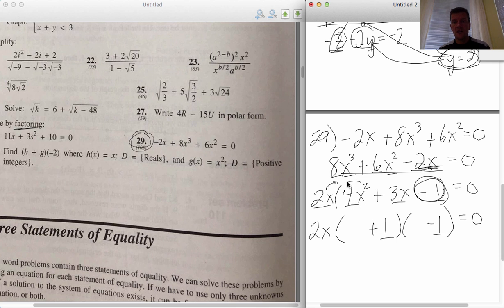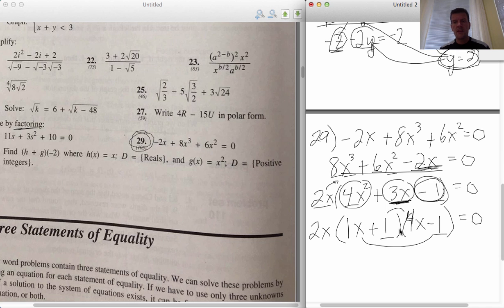Then, this 4x squared, you know you have to have an x and an x there. And then how are you going to get the 4? It could be 2x and 2x, or it could be 4 and 1. But look, you want to get a 3x here. And where does the 3x come from? The 3x comes from the outside product plus the inside product. So I want to have a 1x here and a 4x there. How did I know that? Because when I go outside, that's going to be a negative 1x, and when I go inside, that's a positive 4x. They add together to give me the 3x that I want.